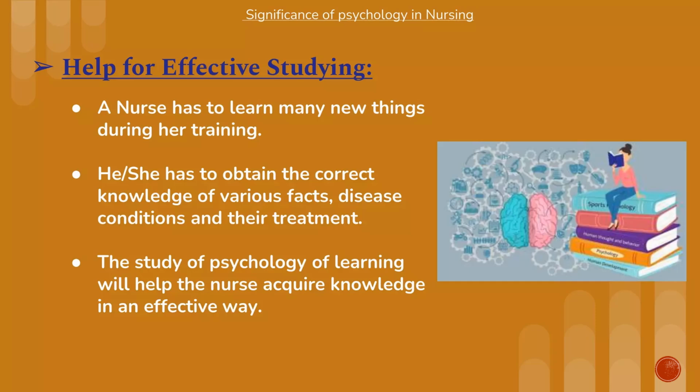It is also helpful in effective studying. As a nurse, you have to learn many new things during your training. He or she has to obtain the correct knowledge of various facts, disease conditions and their treatment. The study of the psychology of learning will help the nurse acquire knowledge in an effective way. When you know about yourself, you will be able to modify yourself accordingly, for better understanding of the subject.